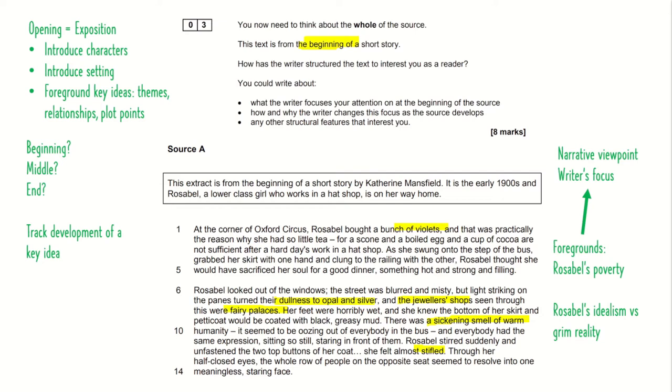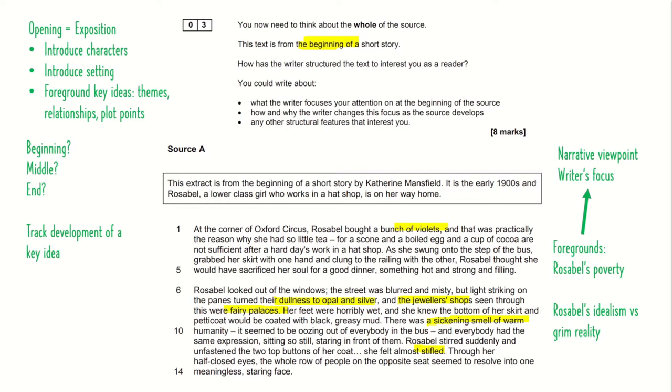But what I will say for the purposes of right now is that the poverty is conveyed via the narrative viewpoint, and the idealism and grim reality are conveyed via both the narrative viewpoint and the writer's focus. And that's a really important thing, because what the writer is doing is combining techniques in order to create an effect. That is, again, a perceptive 7 or 8 out of 8 thing to be able to comment on: not just one technique in isolation, but how multiple techniques build on one another.